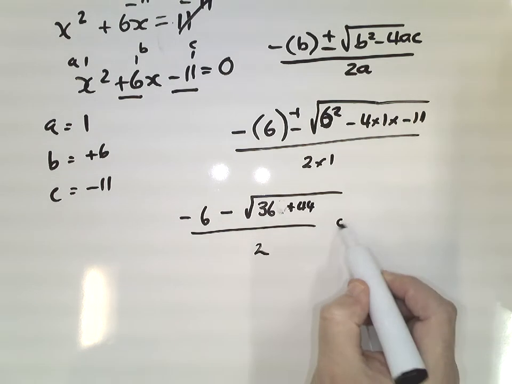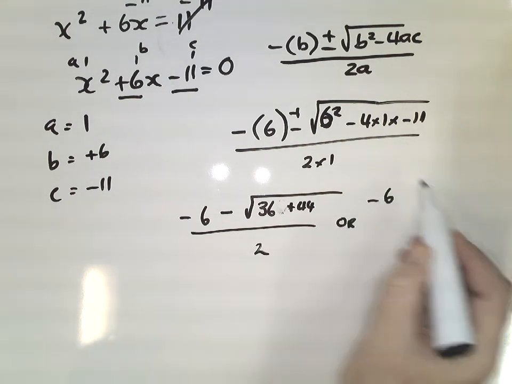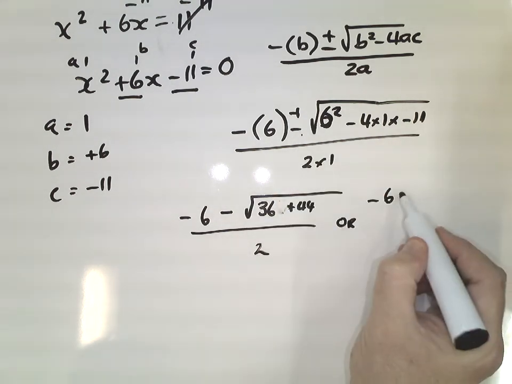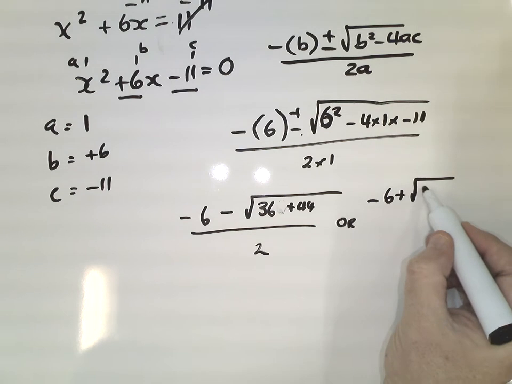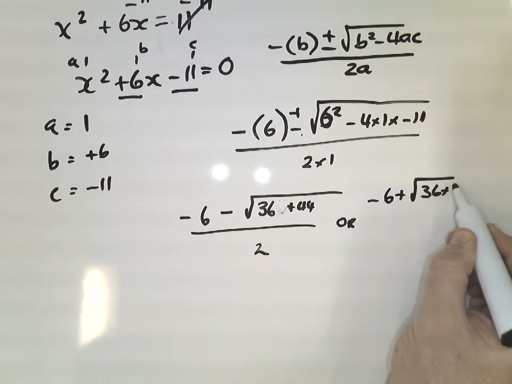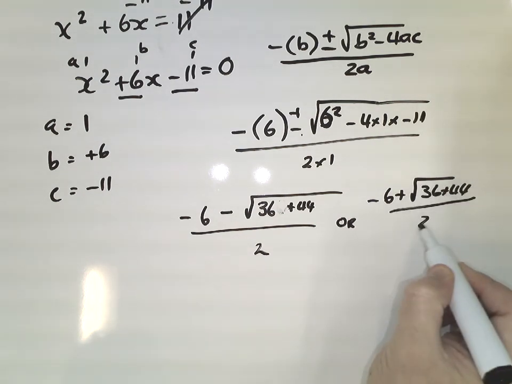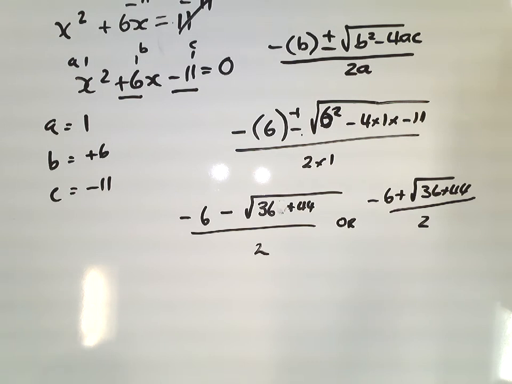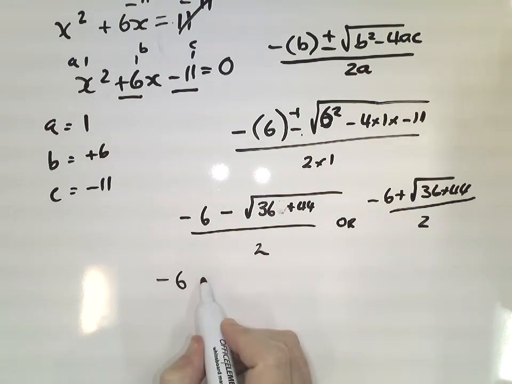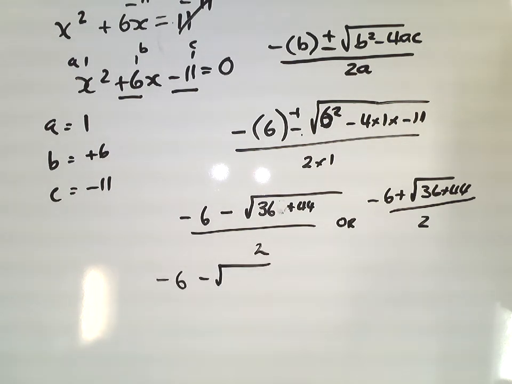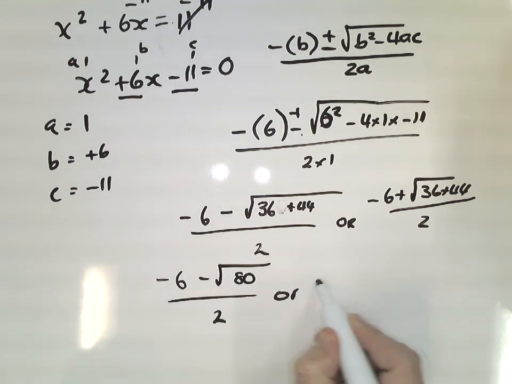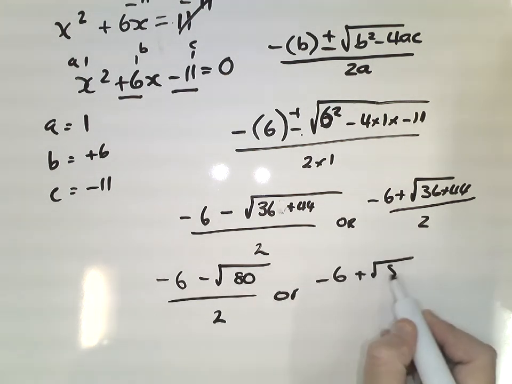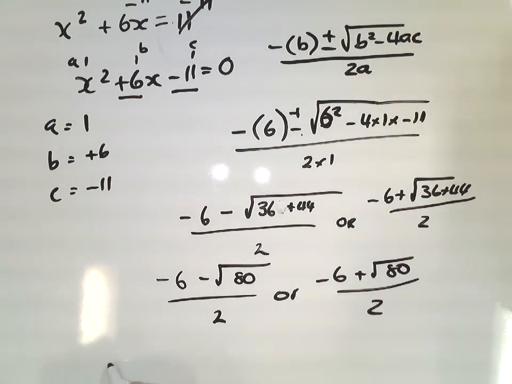Over 2, it's going to be minus 6. We've done the minus, so we need to do the plus. Root 36 plus 44 over 2. So 36 plus 44 is, that's your turn to answer it out there, but in here we're going to say that it's 80. Over 2, or negative 6 plus the square root of 80 over 2.